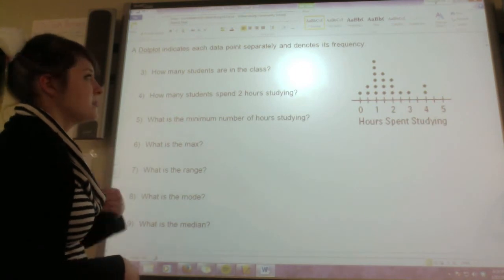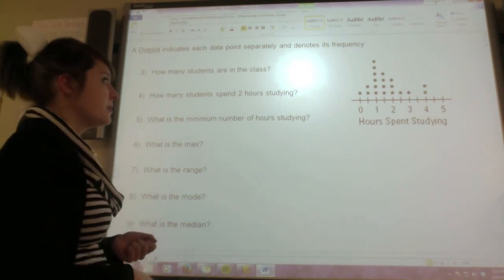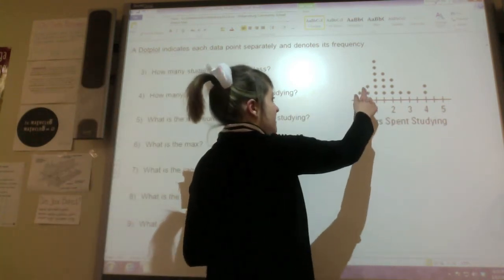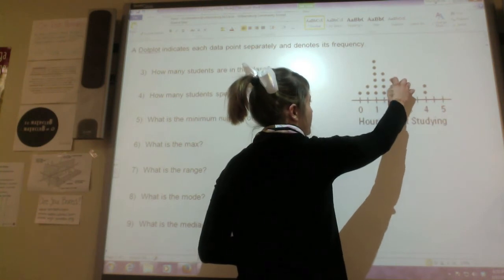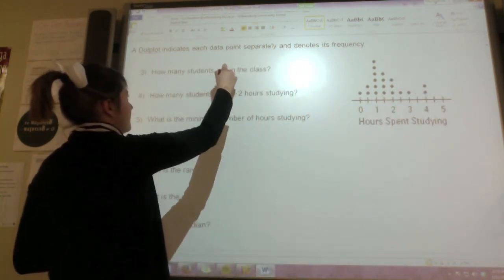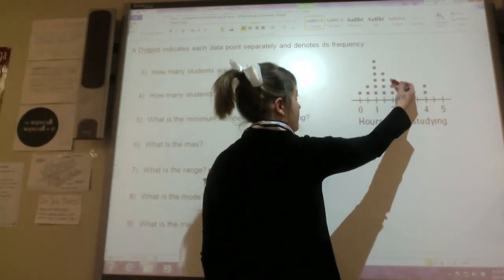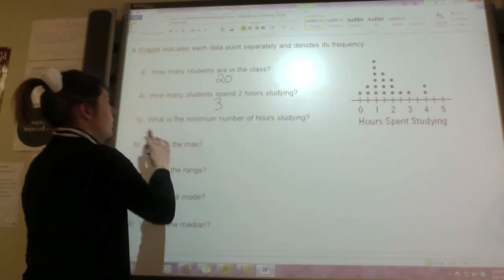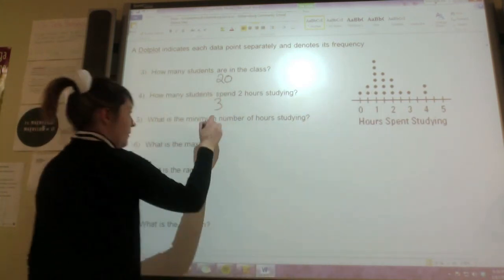So how many students are in the class total? Well, each of these dots is representing one student. So if I count up all of these dots, 1, 2, 3, 4, 5, 6, 7, 8, 9, 10, 11, 12, 13, 14, 15, 16, 17, 18, 19, 20. I have 20 total students in the class. Okay, how many students spend 2 hours studying? That would be 1, 2, 3. What is the minimum number of hours studied? Well, the minimum number would be 0.